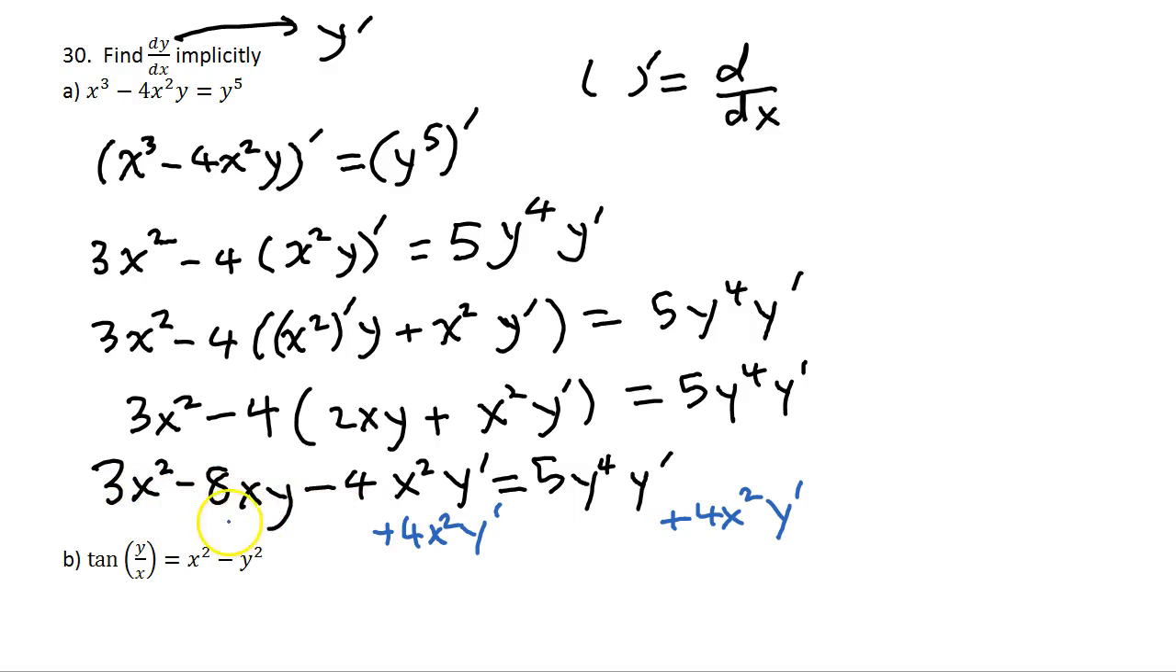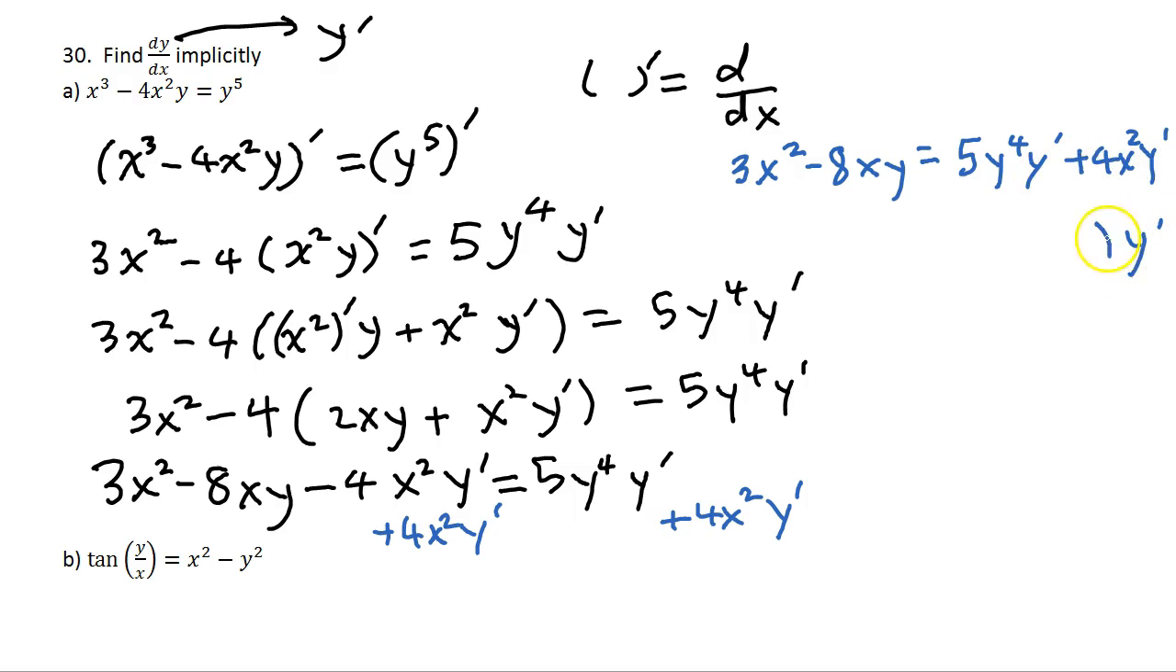or not. These two do not have y prime. This one does have y prime, and things that have y prime will belong together as a group, and those that do not should be in the other group. So if we leave the 3x squared minus 8xy on one side, and if we move 4x squared y prime to the other side, we're going to have 5y to the fourth y prime plus 4x squared y prime. And the reason that we want to do this is because once you do it, then you can factor the y prime out.